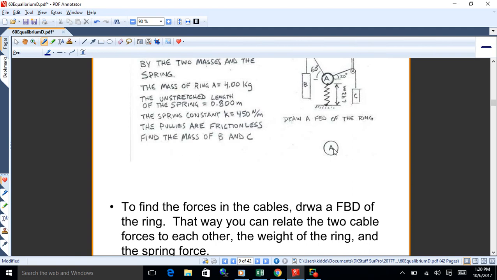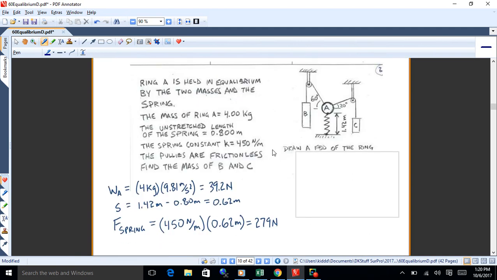Okay, so I've got the ring put right there. I'll do a little bit of the calcs initially for you. So what we've got here is the mass of the ring is 4 kilograms. Now that's metric, so I'll factor that up by 9.81 meters per second squared and get the weight, 39.2.